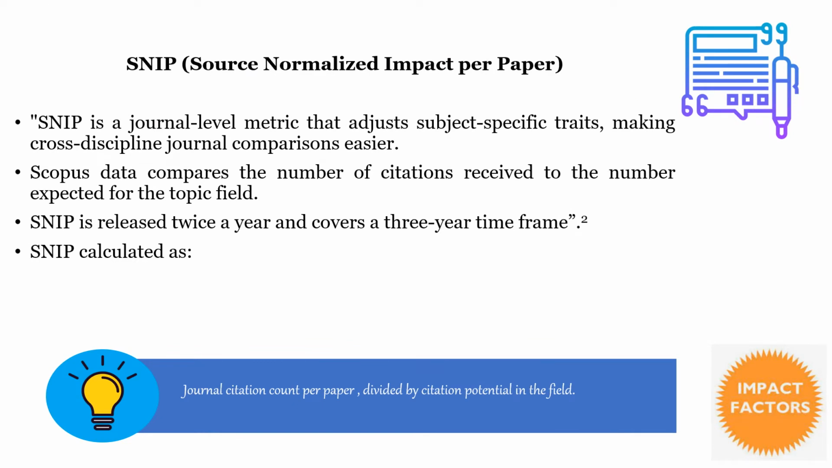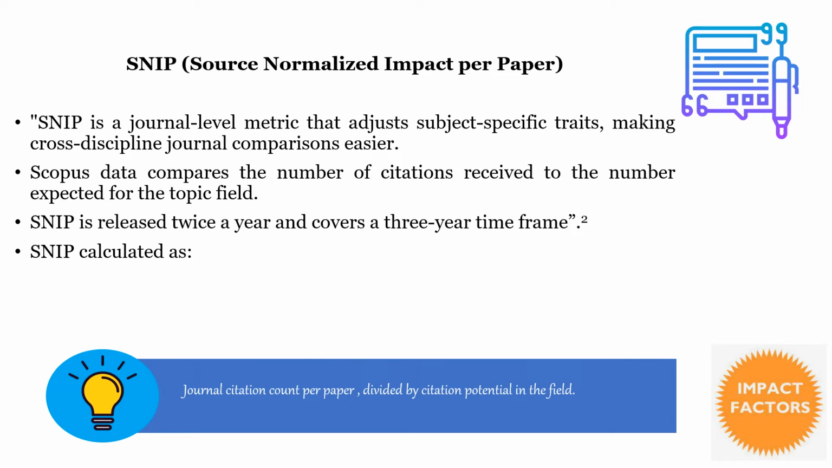SNIP, Source Normalized Impact per Paper. SNIP, what is that? It basically measures the citations received against the citations expected for the subject field. It uses the Scopus database for that. SNIP is published twice a year. It is based on the weighted citations in a year to papers published in the last 3 years. It is the same as SJR. It is published in CWTS journal indicators, and the main source is Scopus.